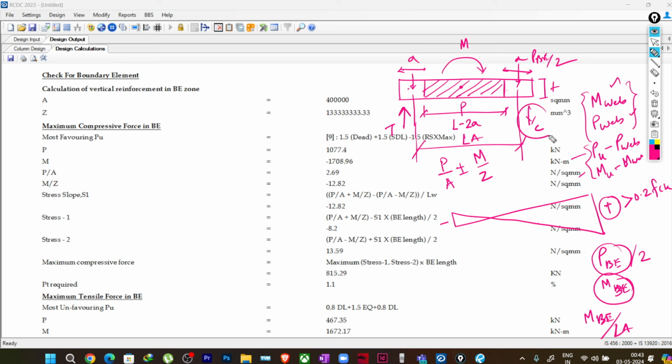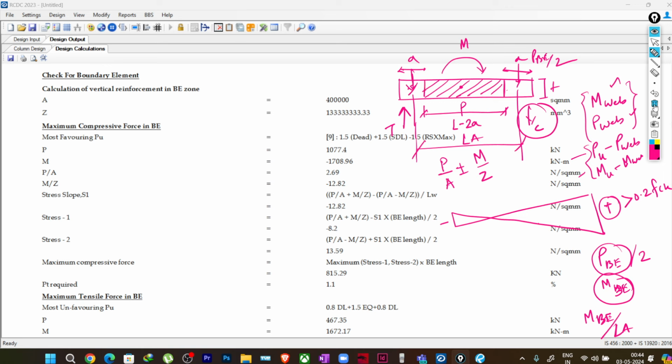Okay, so here this is the compression force, plus we have the compression due to this axial load, and here we have the tension force. Sorry, the compression due to the axial load minus the tension, so you get some force here, right? So this is how we can find out the force in the boundary elements.